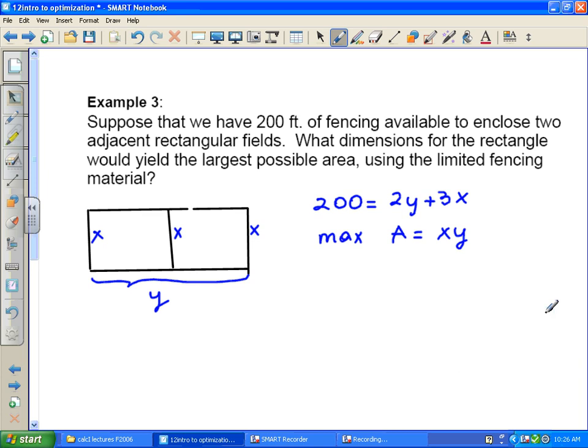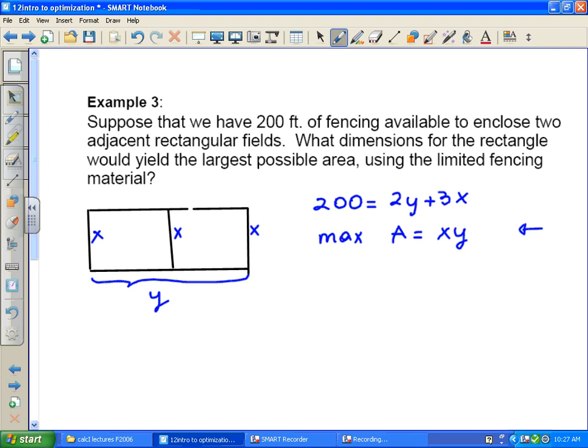So again, earlier we wrote down that the fencing is 200 feet, which corresponds to the perimeter going all around these fields. We have a total of 2y plus 3x. That must be equal to 200 feet of fencing. And we're maximizing the area, the total area of the entire region. That's the length times width of the outer rectangle, which is x times y. Once again, this is our objective function. It has two variables. We need to get it down to one variable.